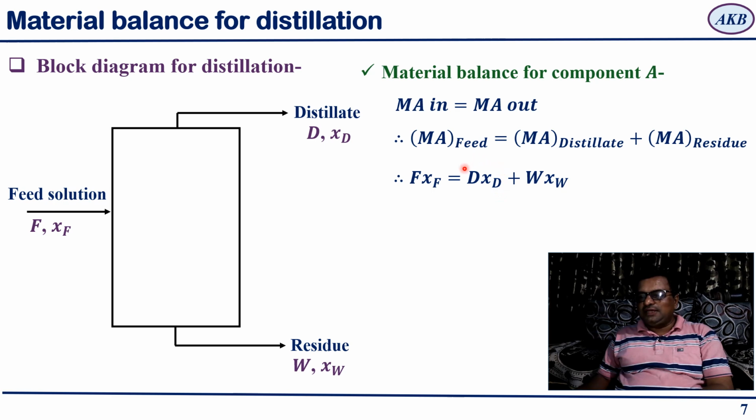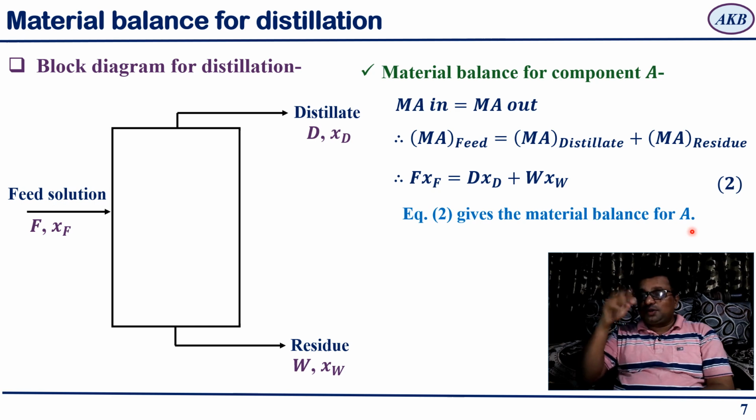Similarly, moles of A in the distillate will be given as D into XD, and moles of A in the residue will be given as W into XW. Okay. So you have this equation. Material balance written for component A gives us this equation: F into XF is equal to D into XD plus W into XW. And now let us call this equation 2. So equation 2 gives the material balance written for component A.